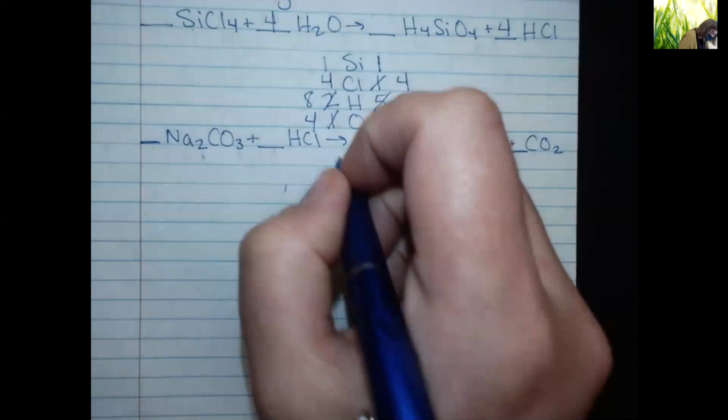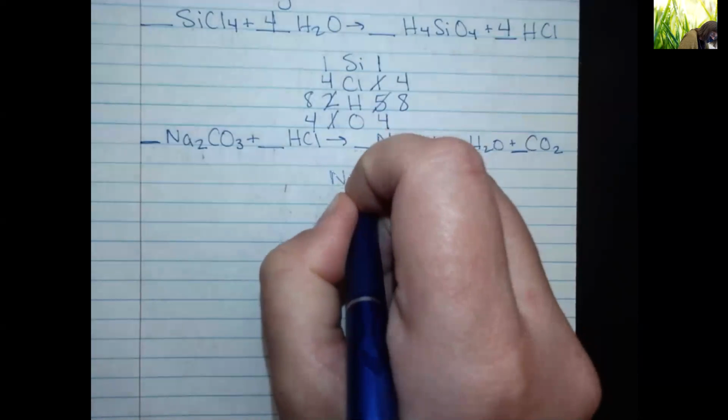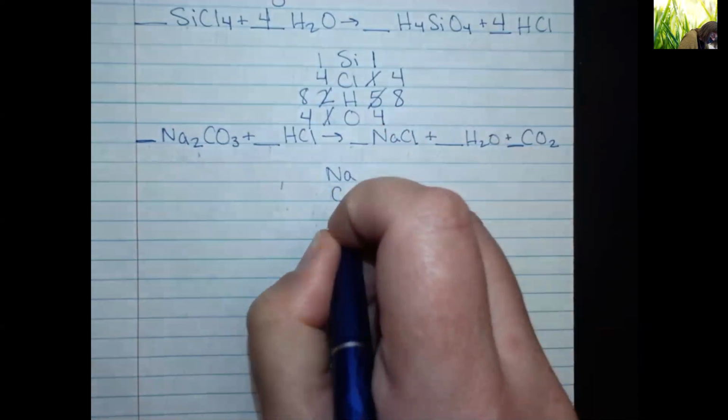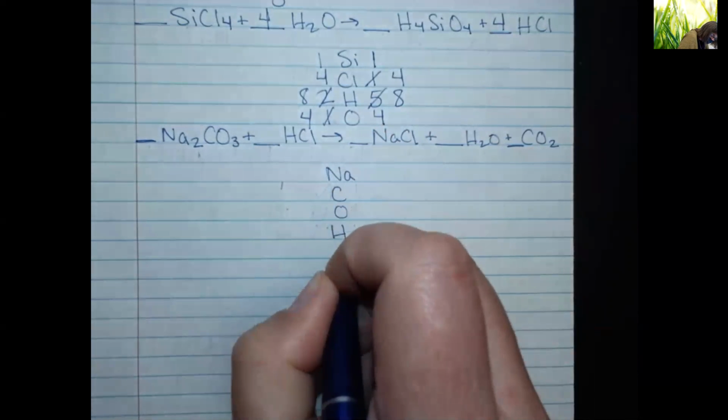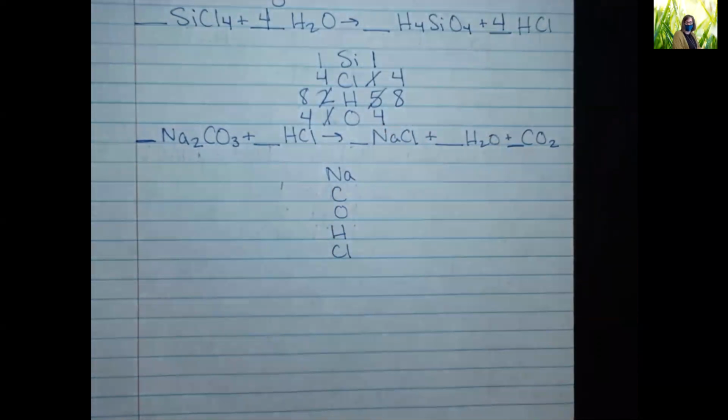So remember, underneath the arrow is where we're going to write all the elements we see. There's 5 elements this time. So you start counting up what's on each side. See if you can beat me to getting this equation balanced.